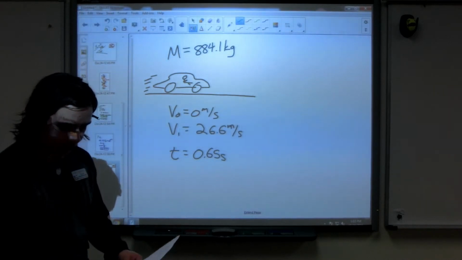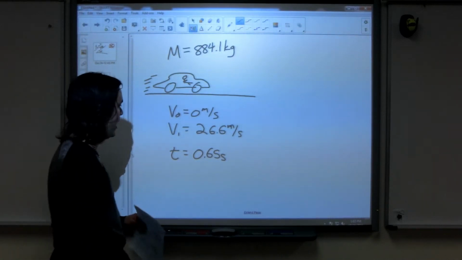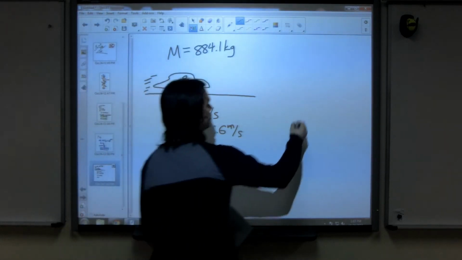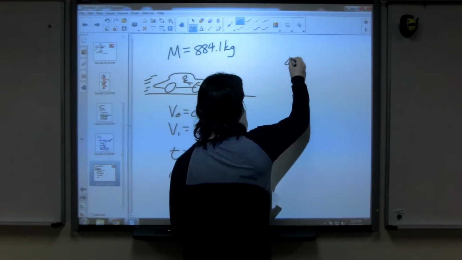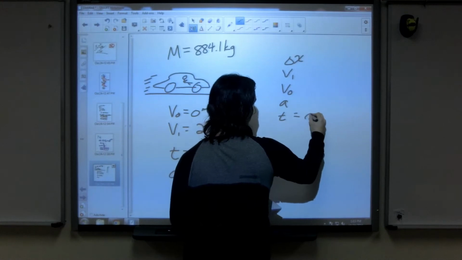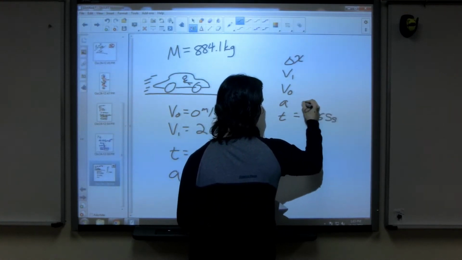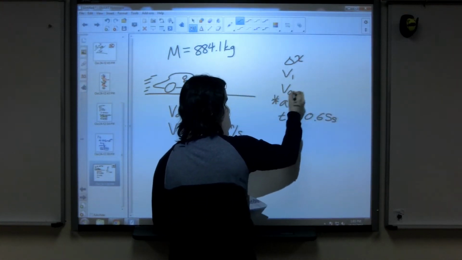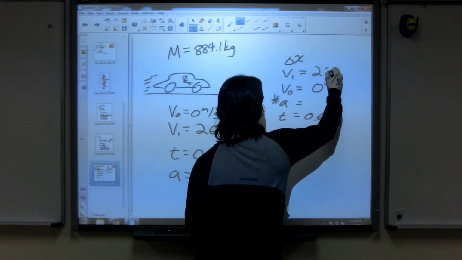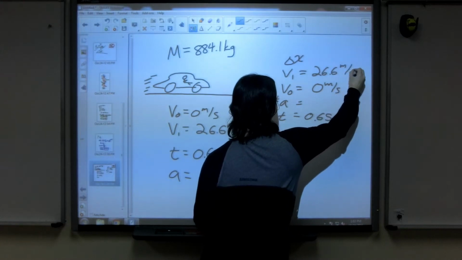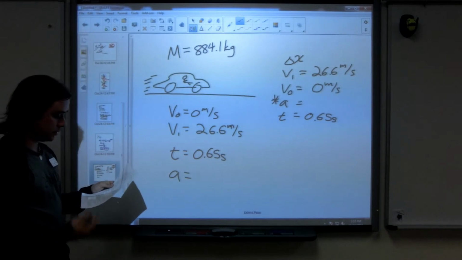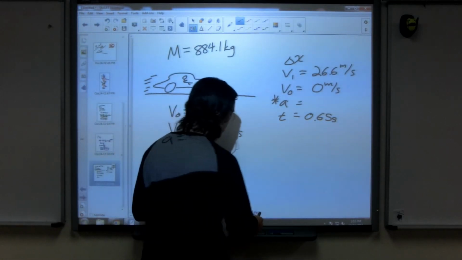All right, so now that we've got this information, let's go through and solve for this. We are looking for the acceleration. This is basically a kinematics equation with delta x, v final, v initial, acceleration, and time. Time is 0.65 seconds. My acceleration is what I am looking for. Initial velocity is at rest, and final velocity is 26.6 meters per second. That's very close to 60 miles per hour. In fact, that's probably a close approximation that this problem is making.